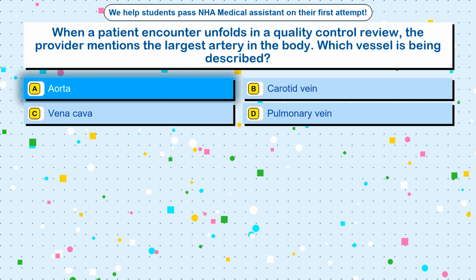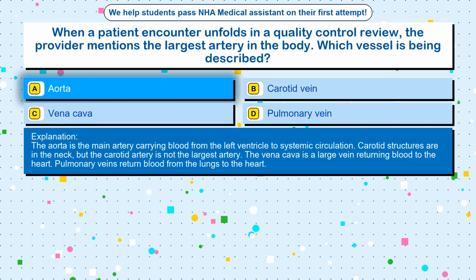Aorta. The aorta is the main artery carrying blood from the left ventricle to systemic circulation. Carotid structures are in the neck, but the carotid artery is not the largest artery. The vena cava is a large vein returning blood to the heart. Pulmonary veins return blood from the lungs to the heart.